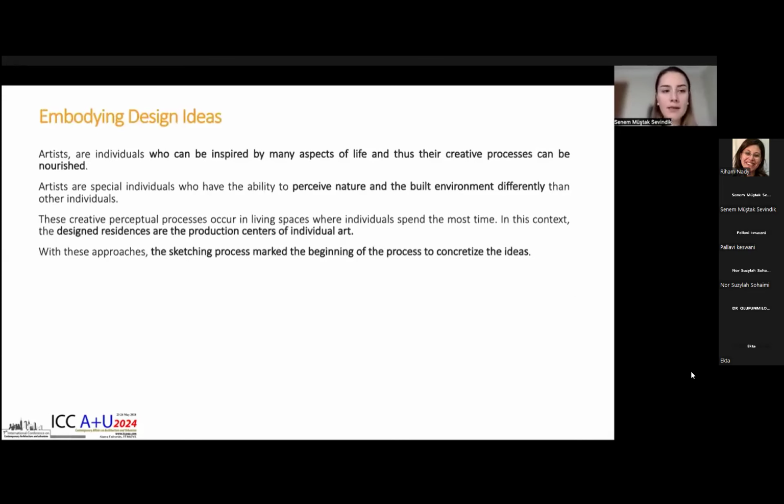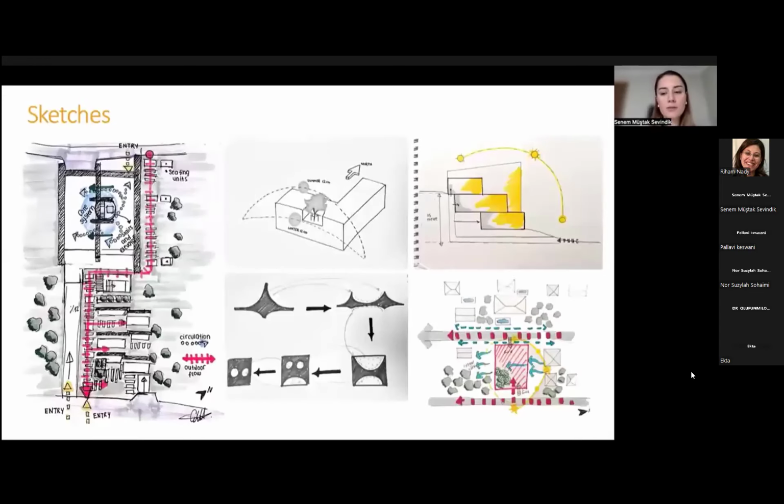In embodying design ideas, artists are individuals who can be inspired by many aspects of life, and thus their creative process can be nourished. Artists are special individuals who have the ability to perceive nature and build environments differently than other individuals. These creative perceptual processes occur in living spaces where individuals spend the most time. In this context, the designed residences are production centers of individual art. With this approach, the sketching process marked the beginning of the process to concretize the ideas.